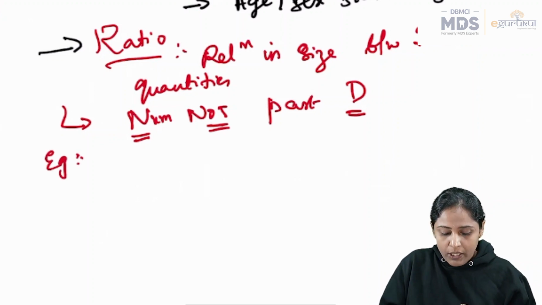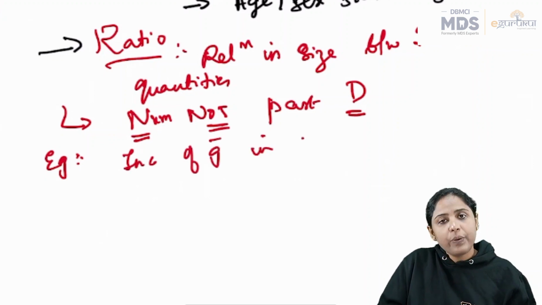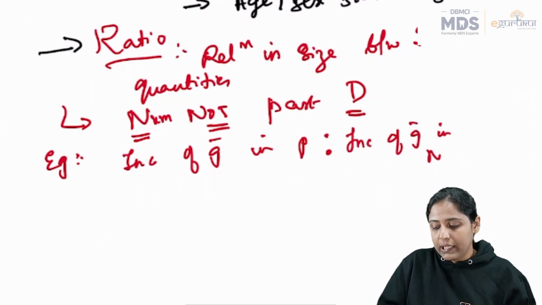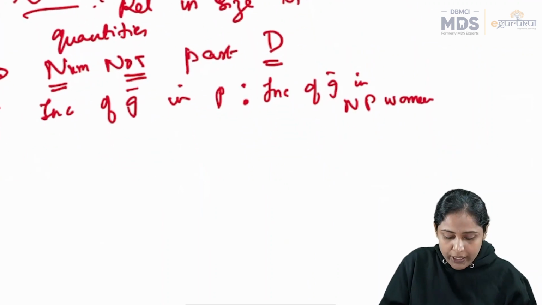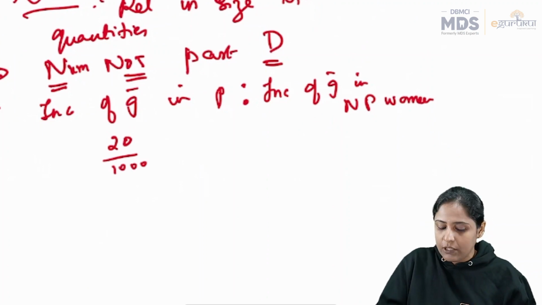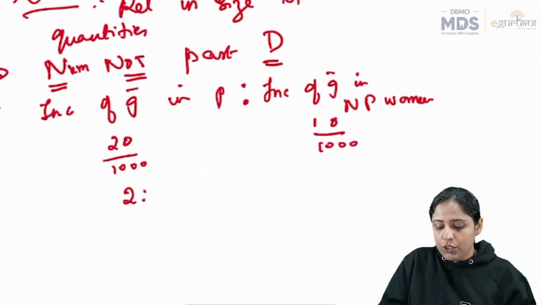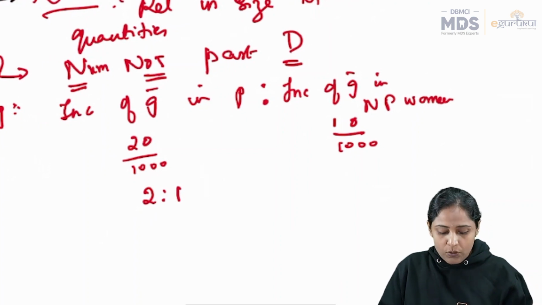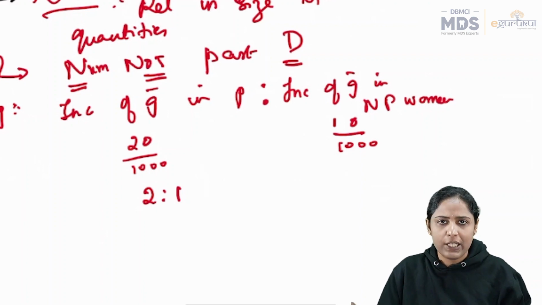Example, you may have incidence of gingivitis in pregnant women versus incidence of gingivitis in non-pregnant women. So, for example, if you have incidence of gingivitis in pregnant women as 20 by 1000 and incidence of gingivitis in non-pregnant women as, suppose, 10 by 1000, then the ratio will be 2:1. You can also give examples of dentist population ratio. Anything A is to B where numerator is not part of the denominator, that is a ratio.